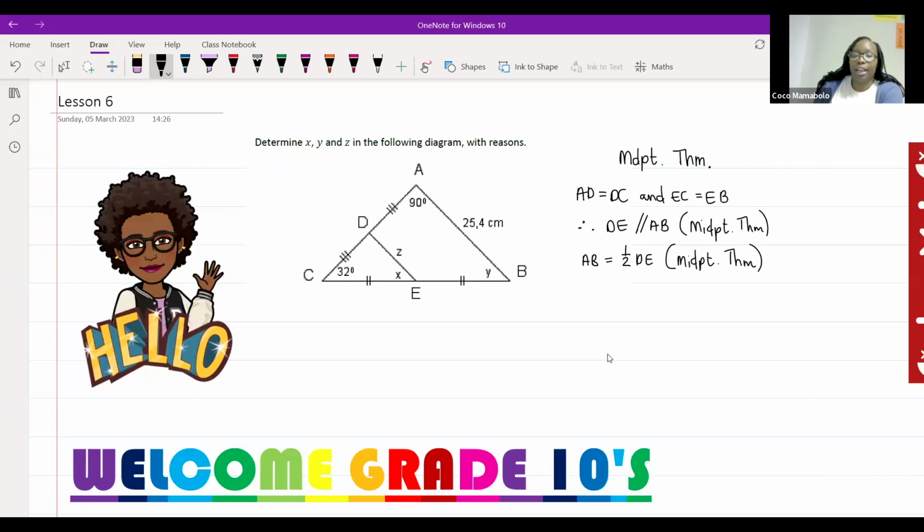Now, if I know that these two are parallel, then what does that tell me? When I see parallel lines, I must think of F, Z and C angles. In that case, I can find X, Y, and Z using this.